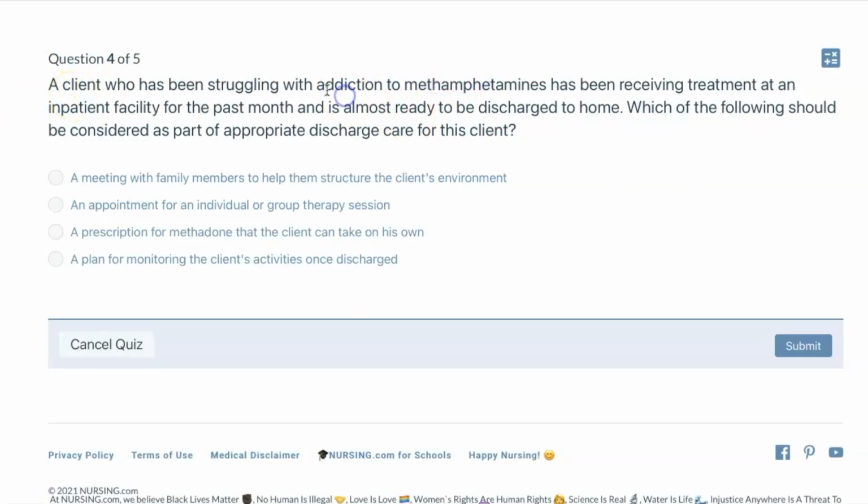Addiction, right? That's the first thing that jumps out at me. A meeting with family members to help them structure the client's environment. An appointment for an individual or group therapy session. A prescription that the client can take on his own. A plan for monitoring the client's activities once discharged.